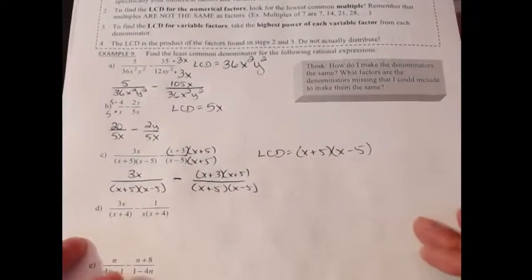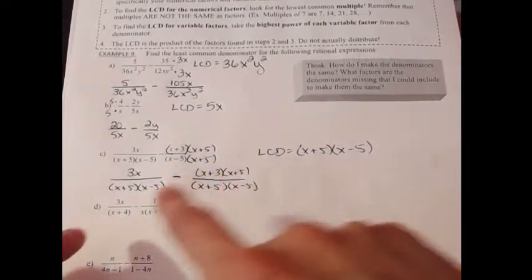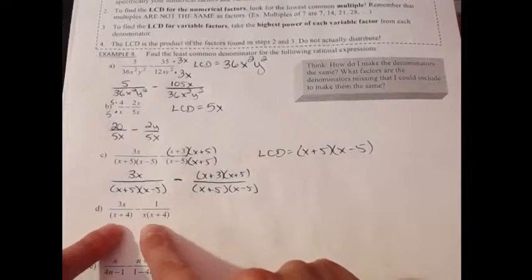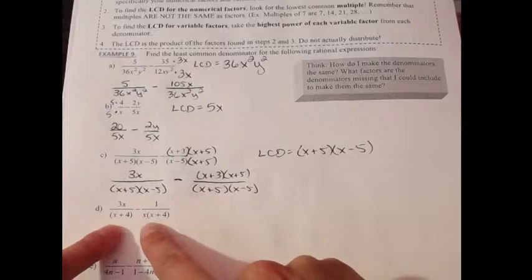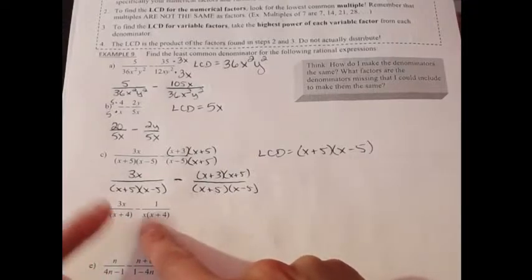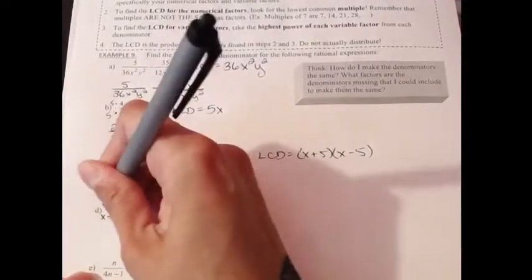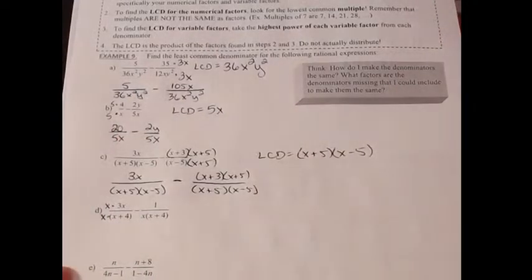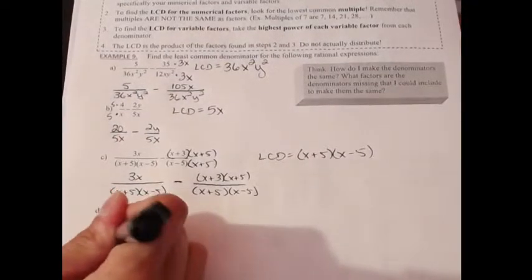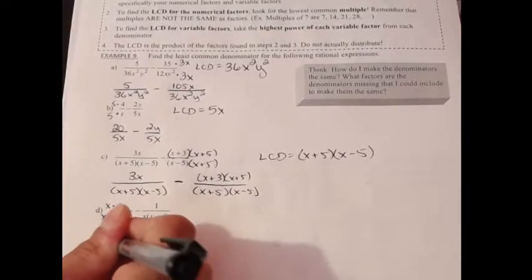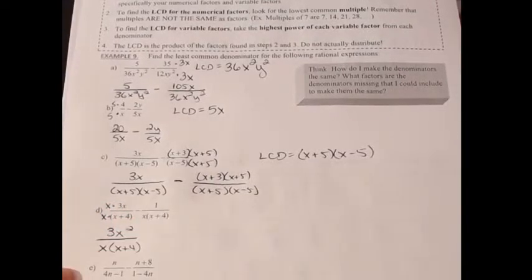Take a look at part D. We have 3x over x plus 4 minus 1 over x times x plus 4. Look at the denominators carefully. You see what's missing, don't you? All we're missing is the x, which means we need to introduce a factor of x in the first fraction. So we're going to multiply by x here, and we're going to multiply by x here. X times 3x is 3x squared, and we have our denominator as x times x plus 4.